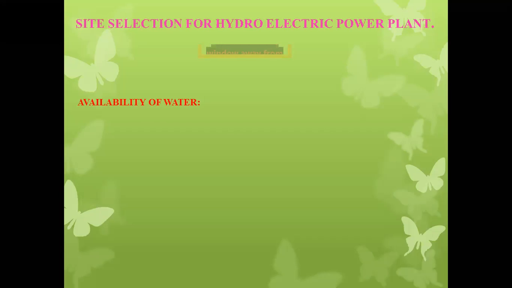While studying hydrology, hydrograph, and flow duration curve, I have told you many times that hydrology plays a very important role in site selection for a hydroelectric power plant. Yes or no? So revise that or memorize that once again. What factors decide the availability of water?